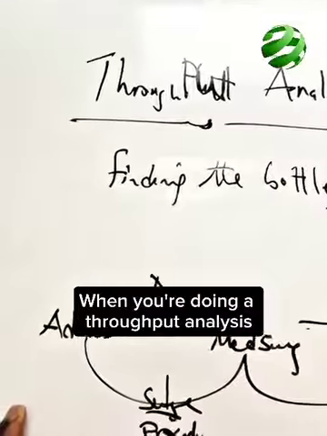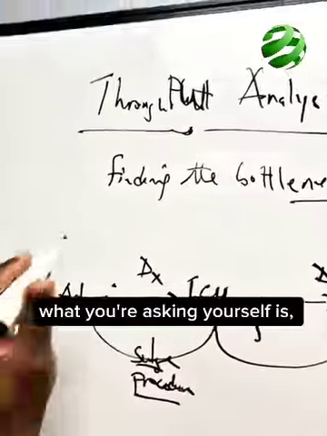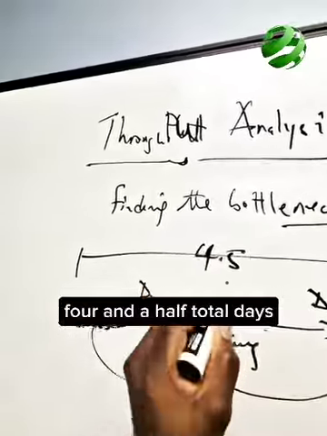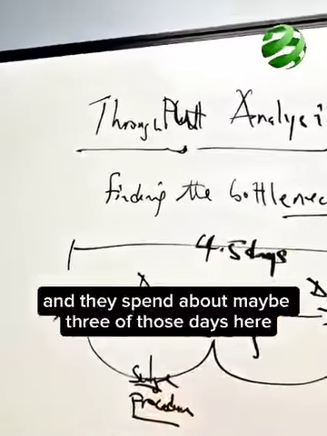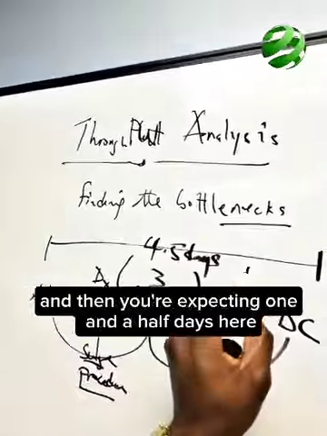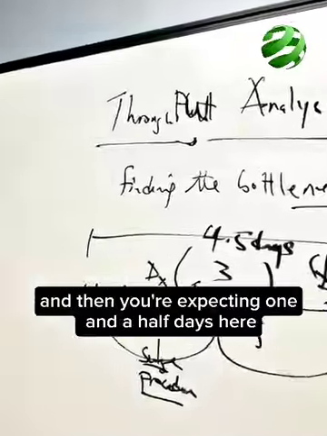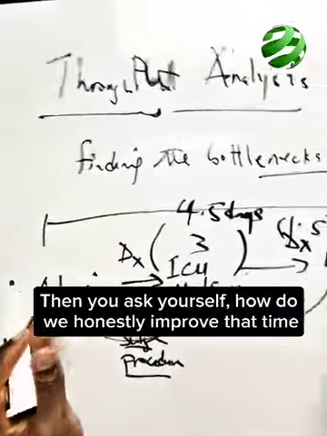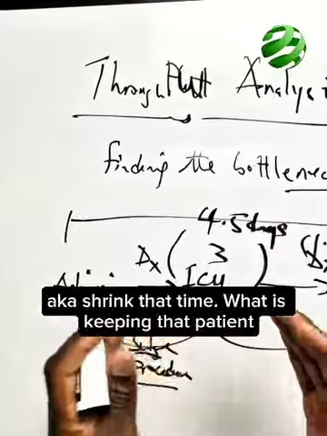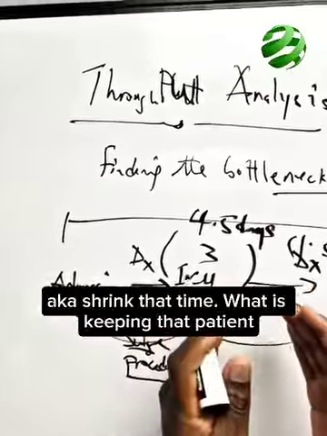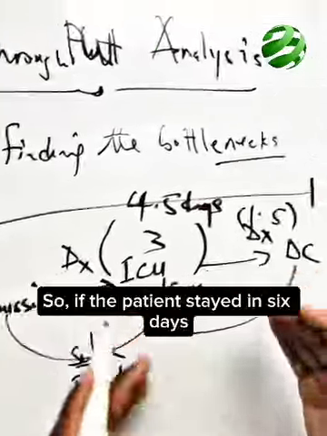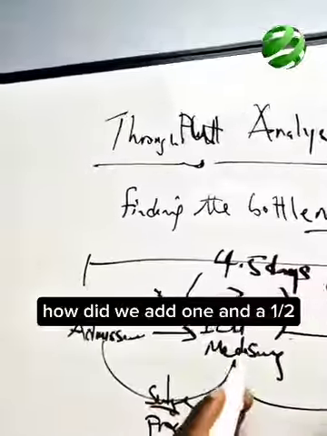When you're doing a throughput analysis, what you're asking yourself is, if it's expected that the patient would be here for, say, 4.5 total days, and they spend about maybe 3 of those days here, and then you're expecting 1.5 days here, then you ask yourself, how do we honestly improve that time, aka shrink that time? What is keeping that patient in this place if they stayed longer than the 4.5 expected? So if the patient's staying 6 days, how did we add 1.5?